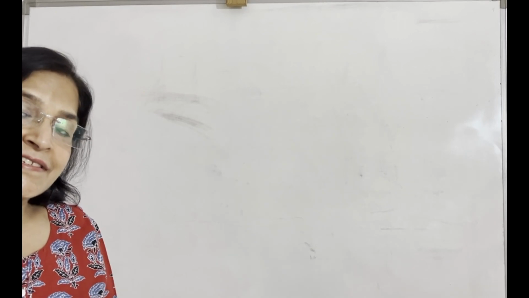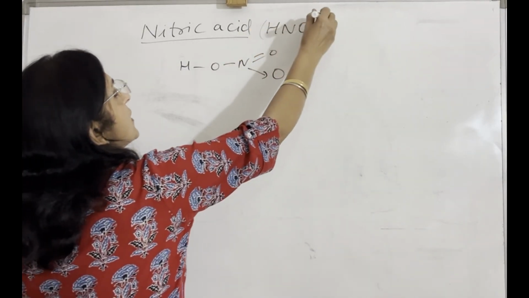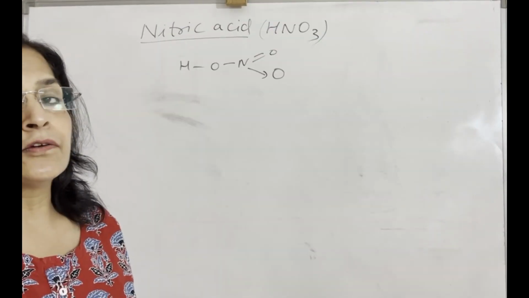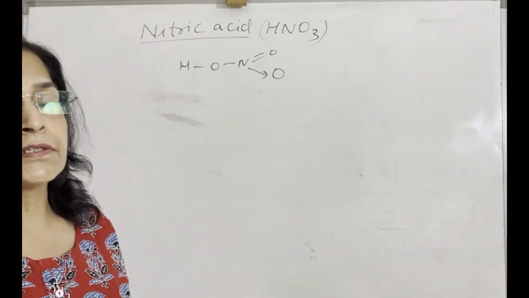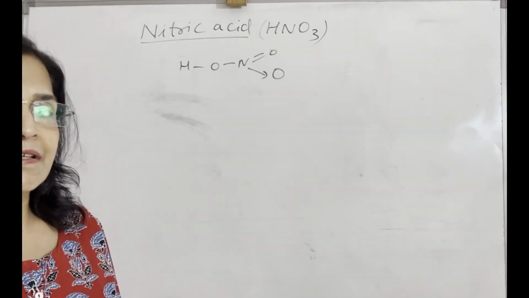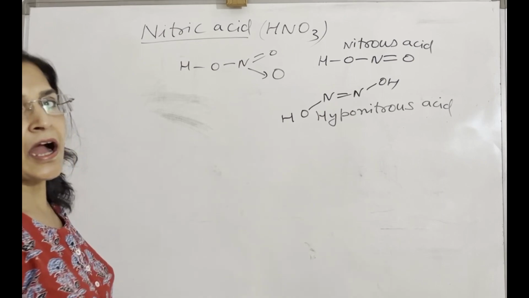Now we will discuss nitric acid. Nitric acid formula is HNO3. The structure of nitric acid is this. This is an oxo acid of nitrogen. Nitrogen forms 3 oxo acids: nitrous acid, nitric acid, and the third one is hyponitrous acid. This is nitrous acid and this is hyponitrous acid.